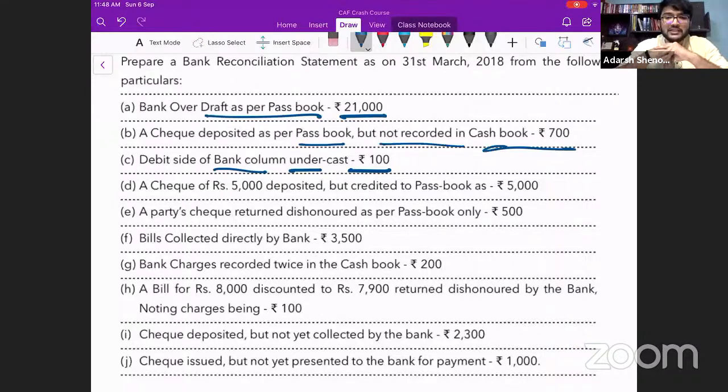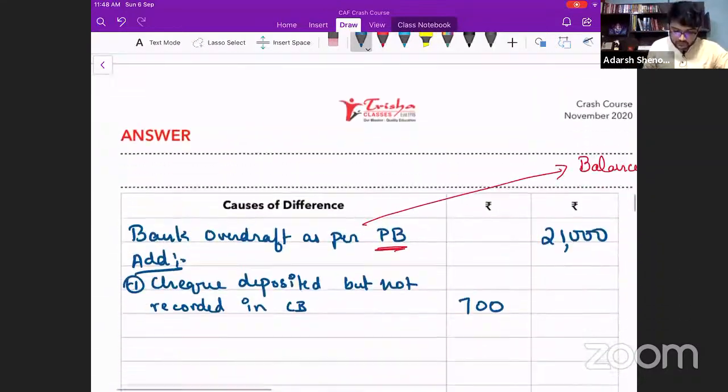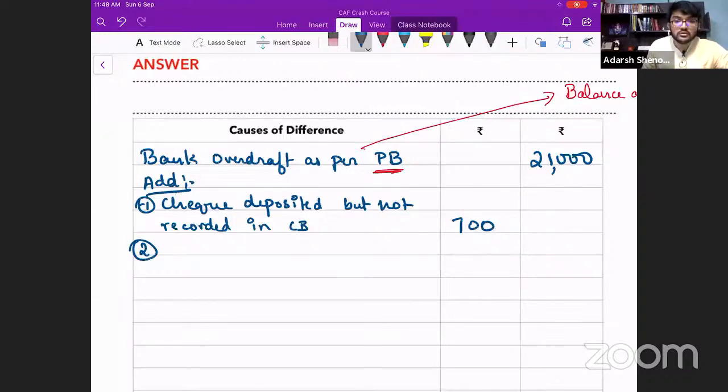Is this debit side the receipt side or the payment side? It is the receipt side. Receipt side is undercast. That means you're showing fewer receipts. Are you happy or are you sad? You're sad. That means your balance is lesser. The balance as per cash book is lesser. Are you all comfortable? Now, what should we do? What is my starting point? My starting point is cash book. So I have to add. How much is the amount? 100.